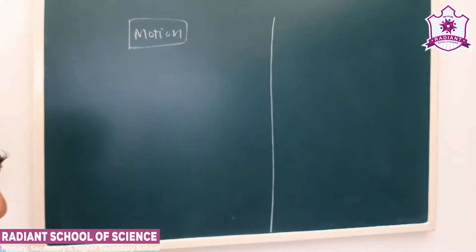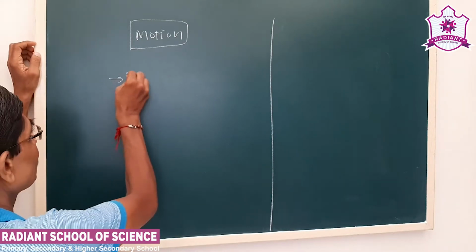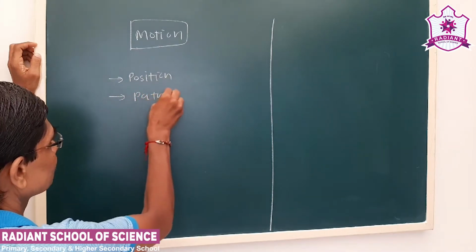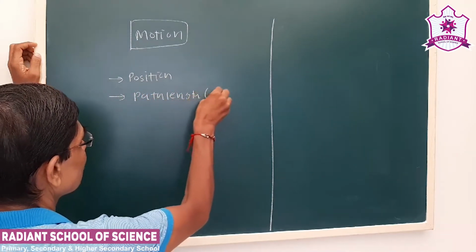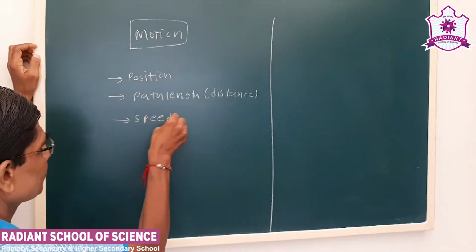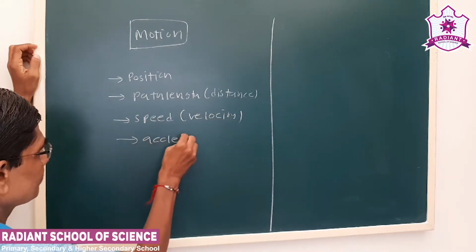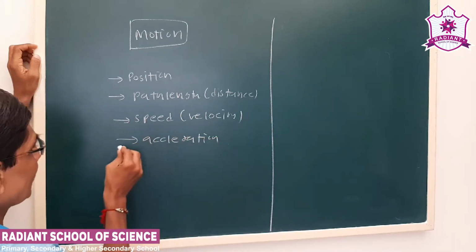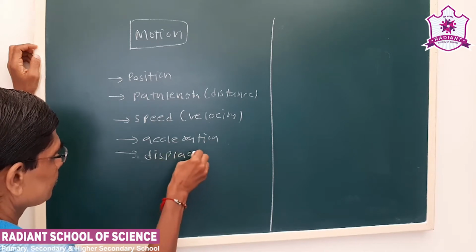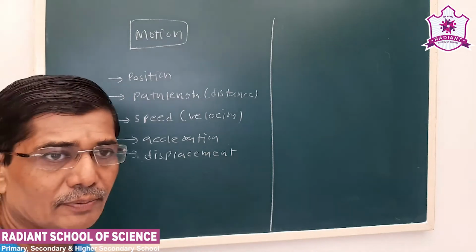So when we want to discuss the motion of any object, we should know about the position, the path length or distance, the speed or velocity, acceleration, and displacement. Now I would like to revise all the formulas.